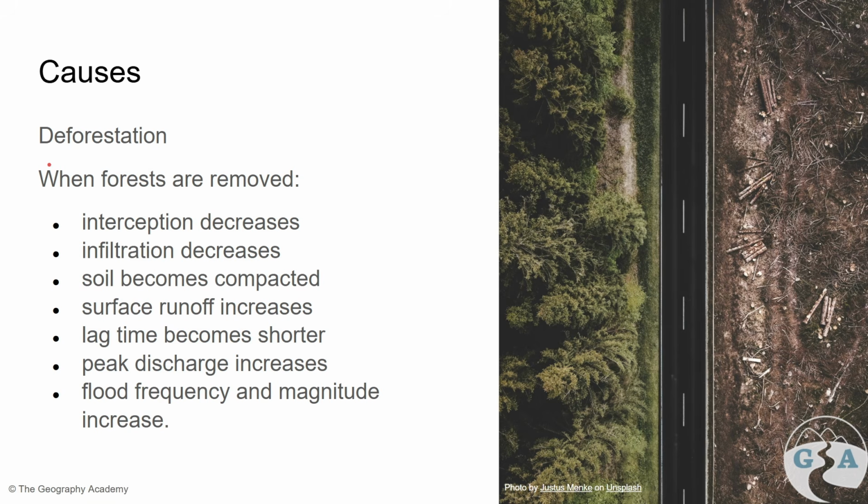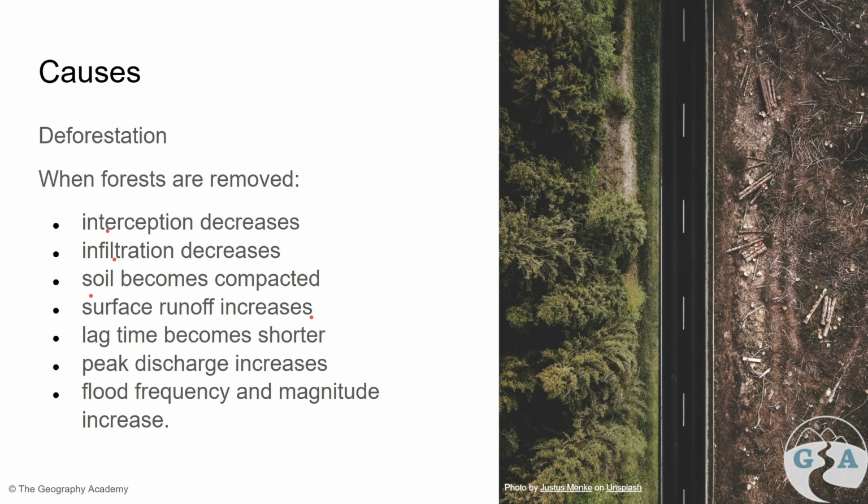Now, we mentioned deforestation. Here's a list again, to go through it step by step, because it's one of the most important ones that students have to write about consistently. We think about deforestation. We know that interception decreases, infiltration decreases, and soil becomes potentially compacted. The air and water mix on the soil and natural vegetation can get compacted over time, especially if it dries up quite a bit too.